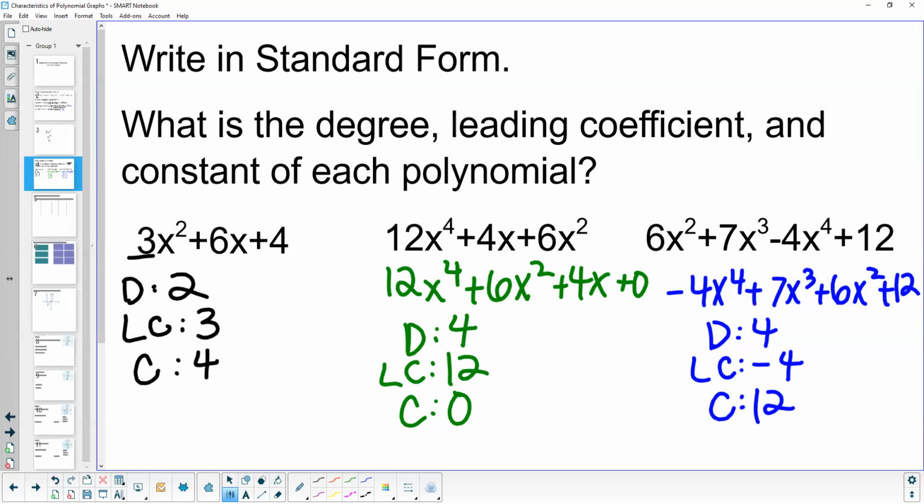So those are some of the parts of polynomials and different pieces that we want to identify. Again, a polynomial is a bunch of monomials, or coefficients, variables, and exponents, that are added or subtracted together to create this long expression here. What makes it a function is when we graph it, it'll pass the vertical line test.